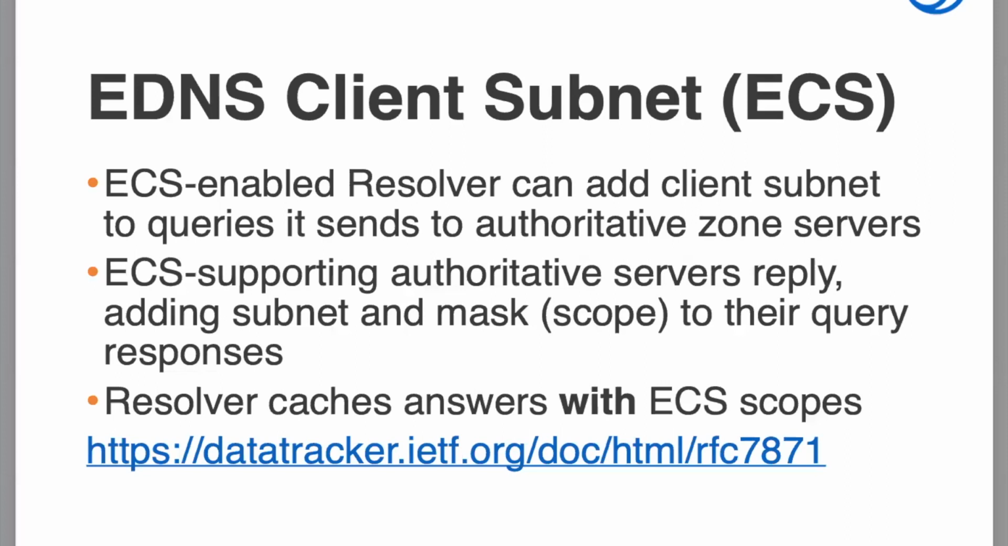And then when it receives a reply from the authoritative server, it can cache it, and it can use it for other clients in the same subnet. But if it gets asked the same question by a client from somewhere else, then it will ask again of the authoritative server, get a different answer with a different scope, and it will cache that as well in case it is asked again by another client from the same different scope.